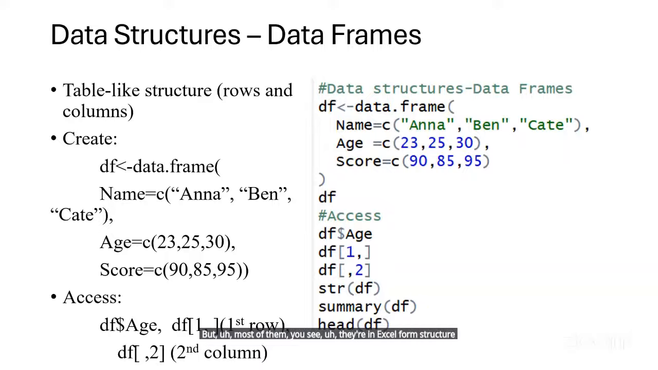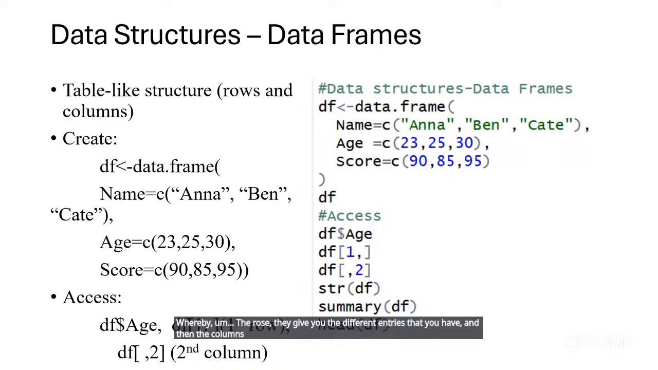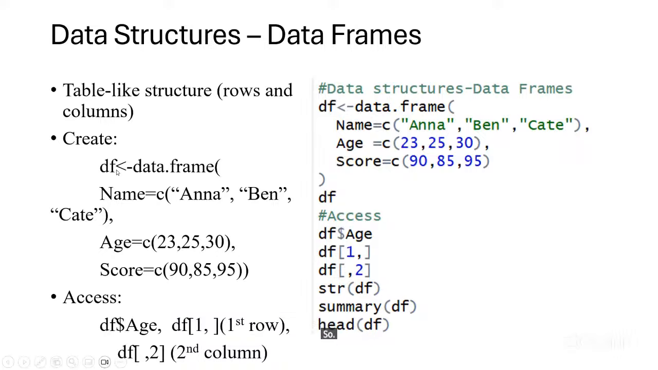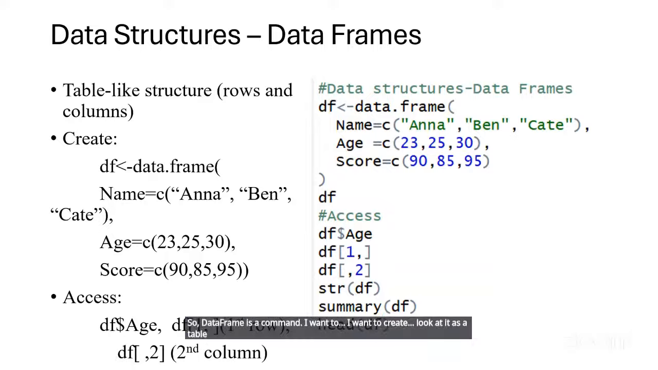But most of them are in Excel-form structure. You have the rows and then the columns, whereby rows give you the different entries that you have, and the columns, most of the time, have the data variables. So I'm looking at my DF as the name of my variable. Data frame is a command. I want to create, look at it as a table or as an Excel. That is the simple word I can give you.